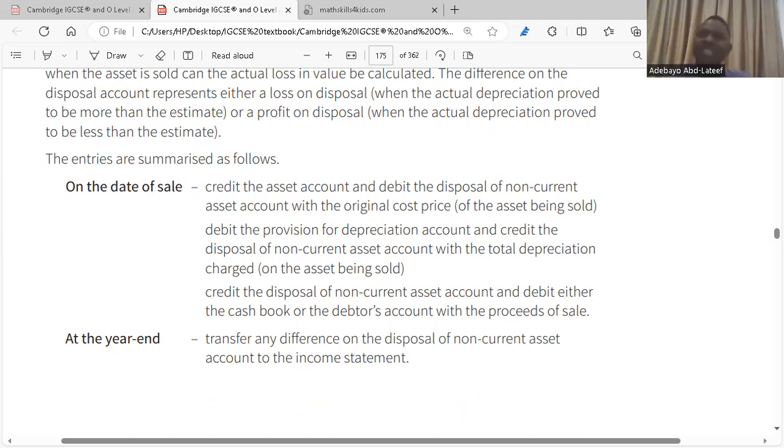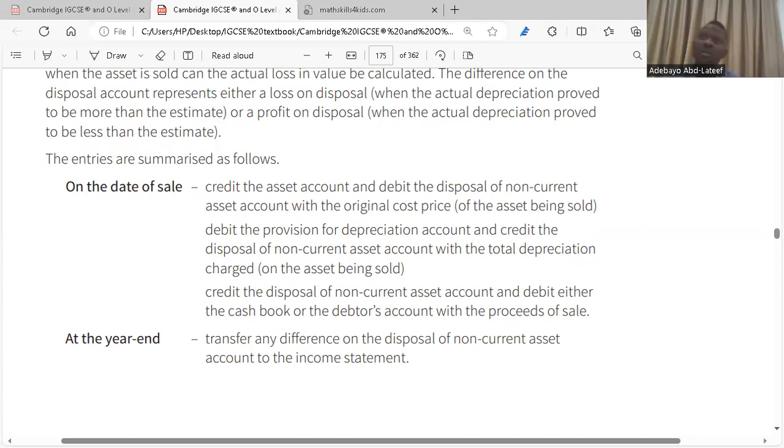The asset you are selling, maybe it's machinery. The machinery account will have a credit balance because the machinery is being sold off. Is it clear? Yes. With the original cost price. Now, there is a provision for depreciation for that asset, yes or no? Yes. So the provision for depreciation account, you have to debit it, because the amount was kept aside for depreciation.